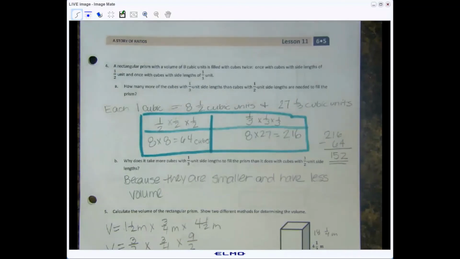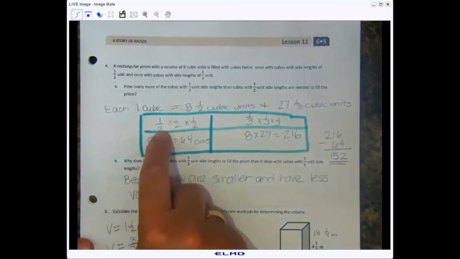How many more of the cubes with 1/3 unit side lengths than cubes with 1/2 unit side lengths are needed to fill the prism? This is quite the mouthful and the brainful too. So slow down and let's think about this.